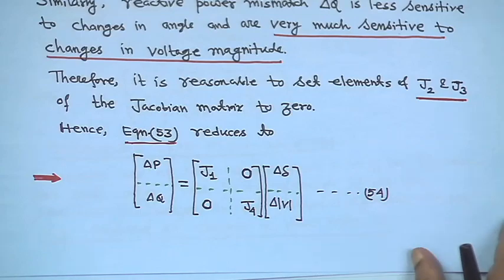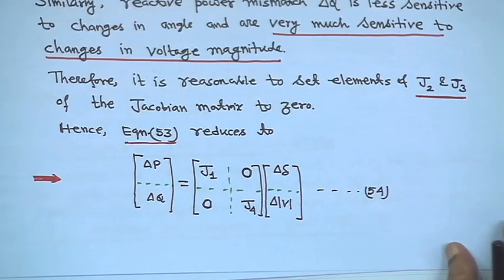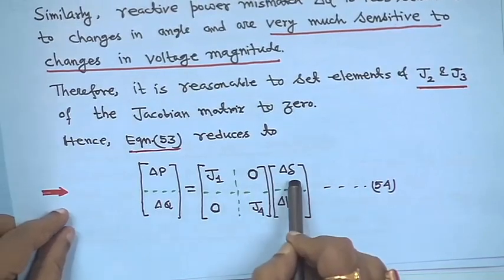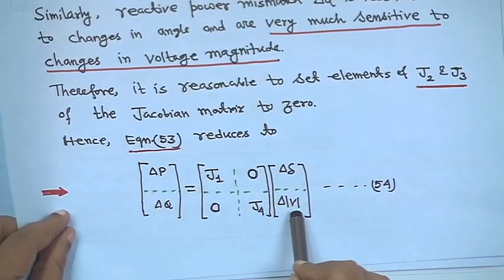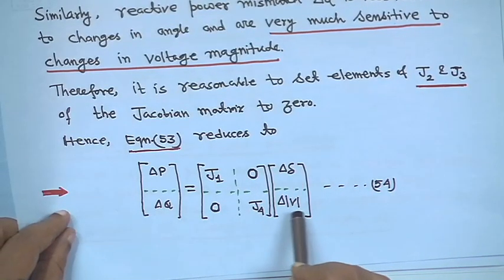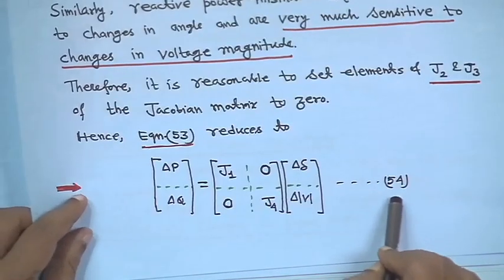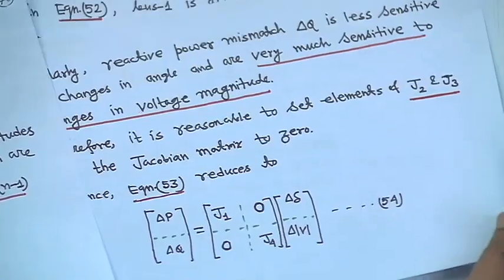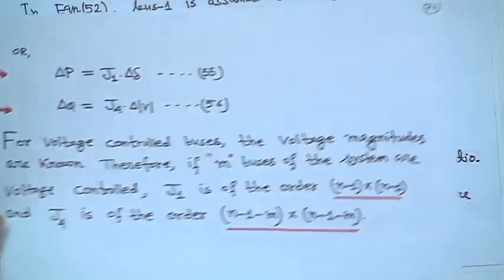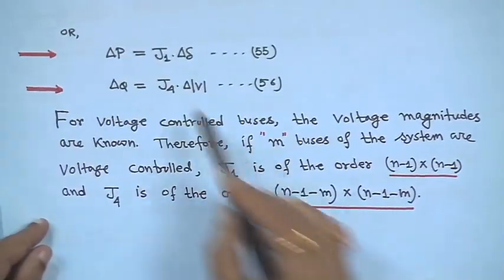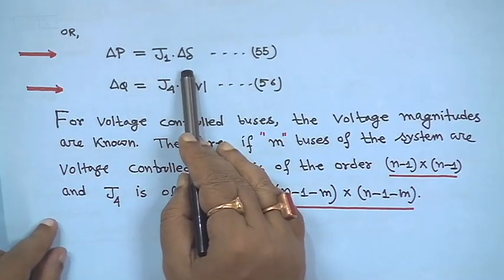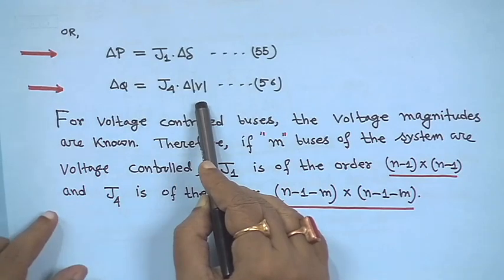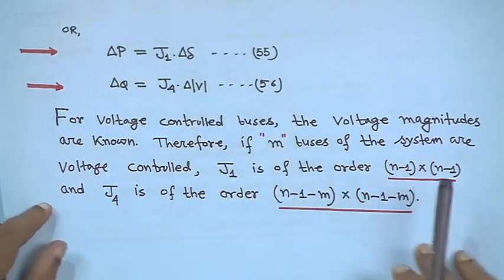So, that means you can write delta P is equal to J1 delta delta, and delta Q is equal to J4 delta V, magnitude delta V. Understandable, right? So, this is equation 54. So, delta P is equal to J1 delta delta, this is equation 55, and delta Q is equal to J4 delta V, this is equation 56, right.